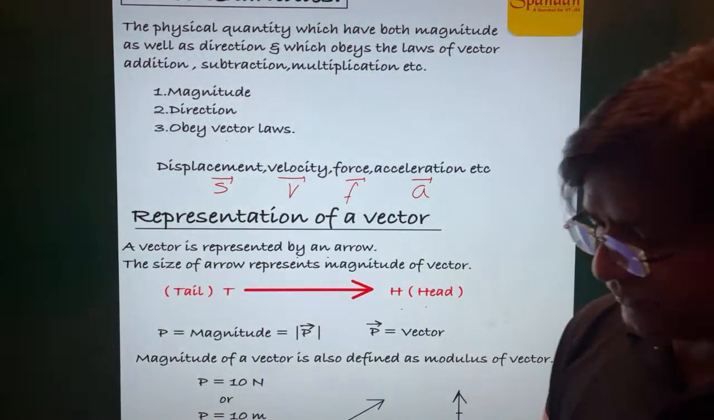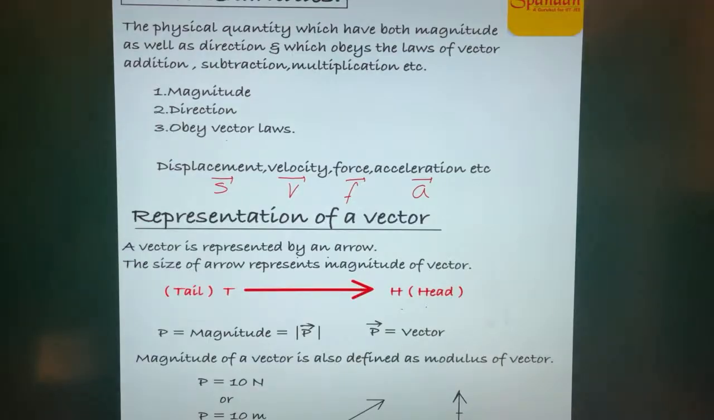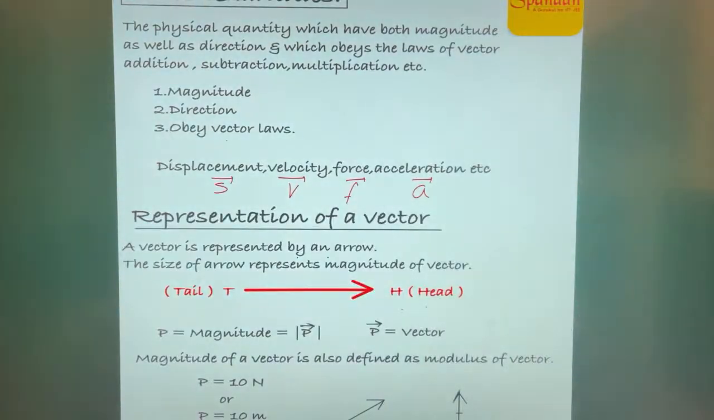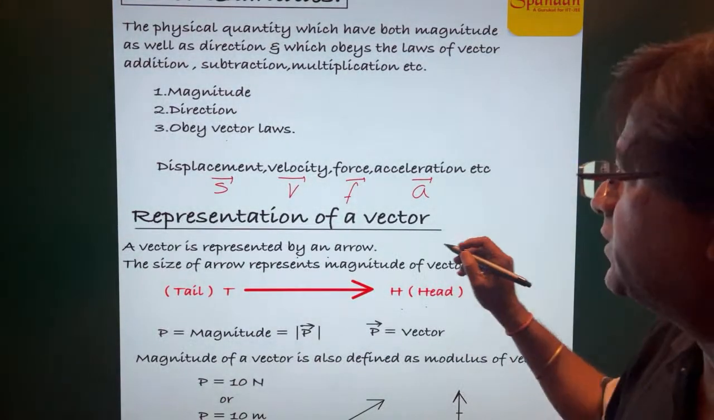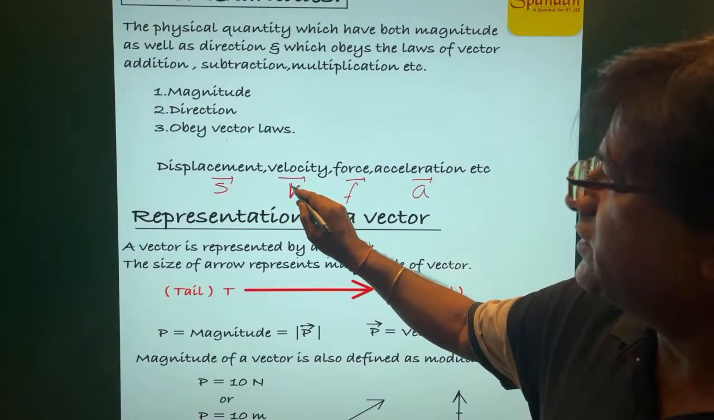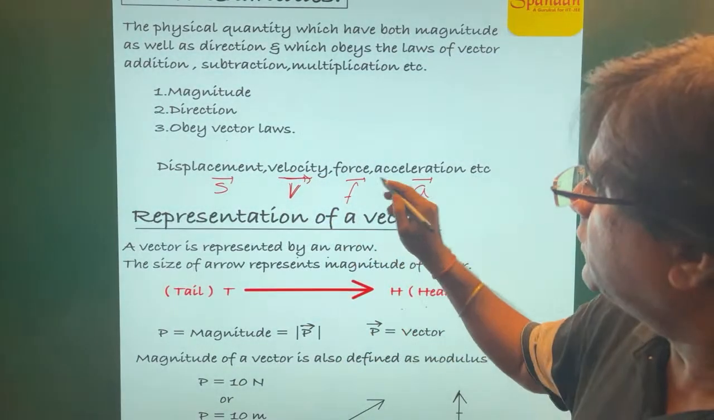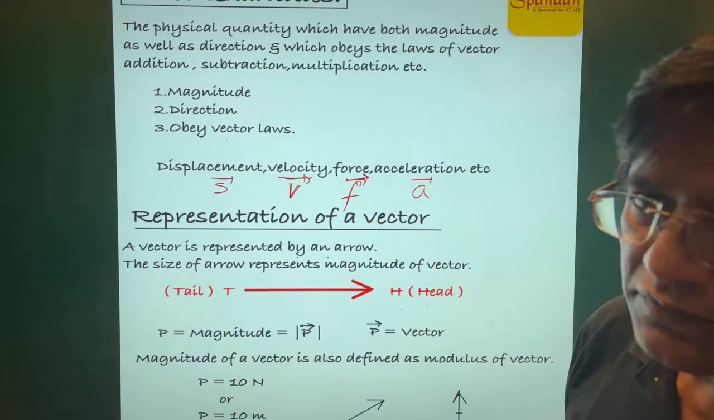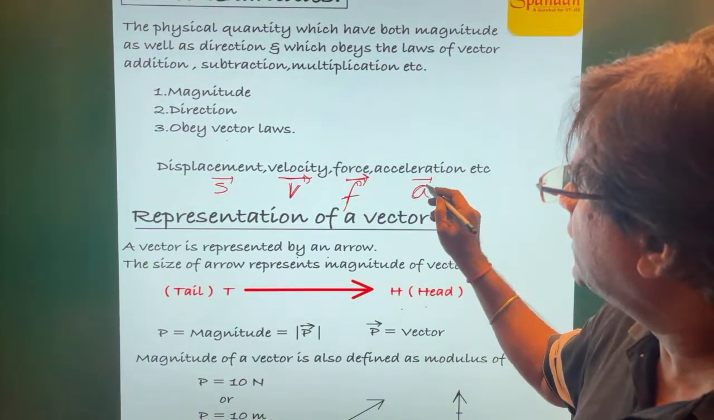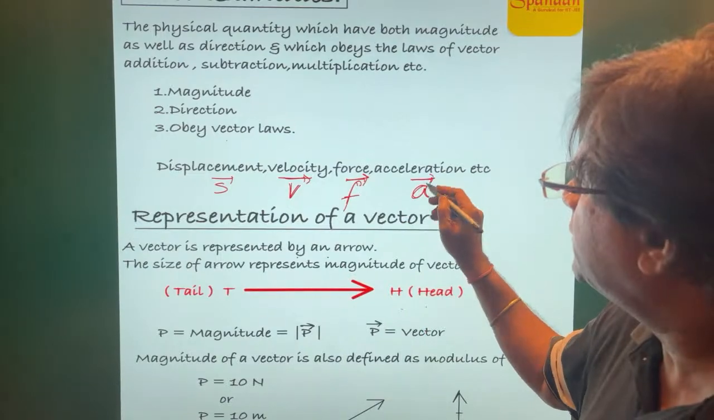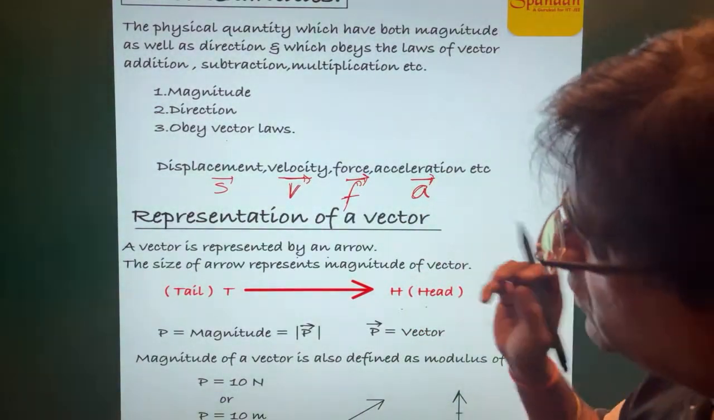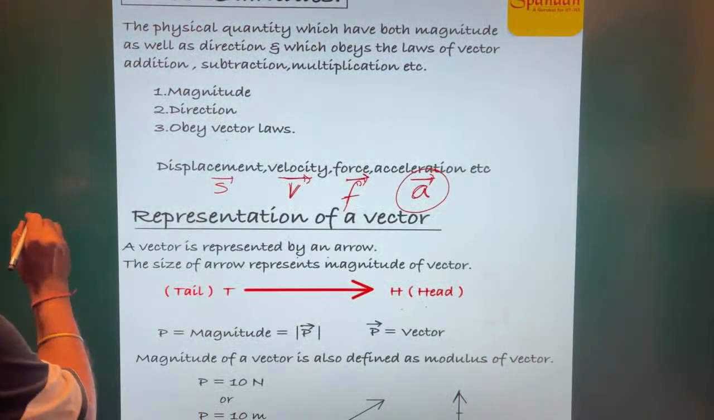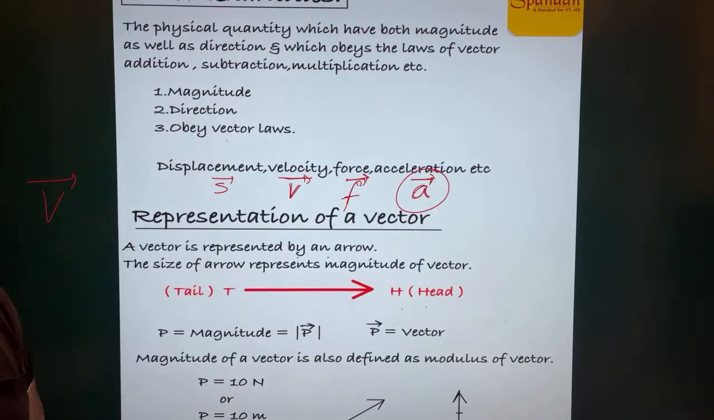If we have to represent a vector, then for representation we use an arrow. But if we have to write a vector quantity mathematically, then we will use a letter. Suppose velocity, so we will use the letter V with an arrow above it. If we are dealing with force, then F is for force and the arrow represents a vector, the force vector. Similarly, for acceleration, the letter will be A with an arrow above it. This is how a vector is written. A velocity vector will be written as V vector like this.